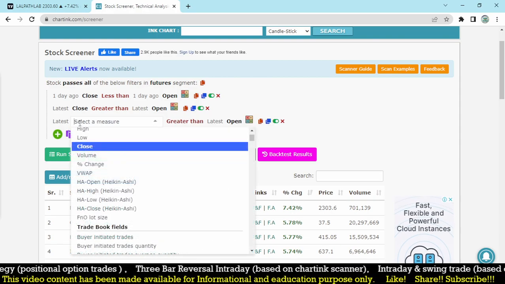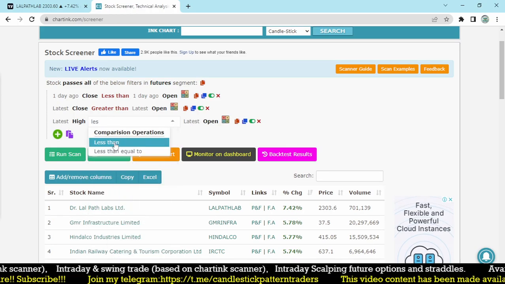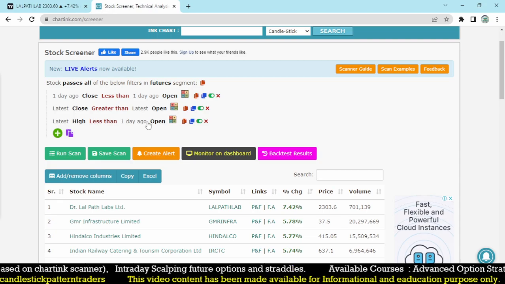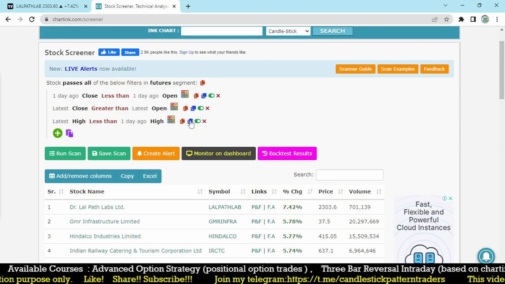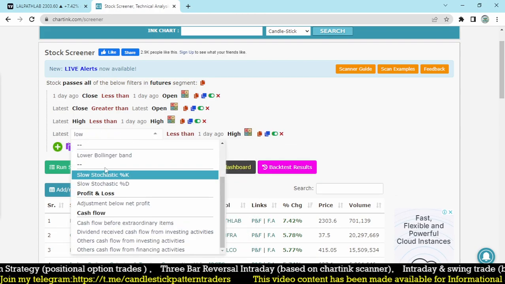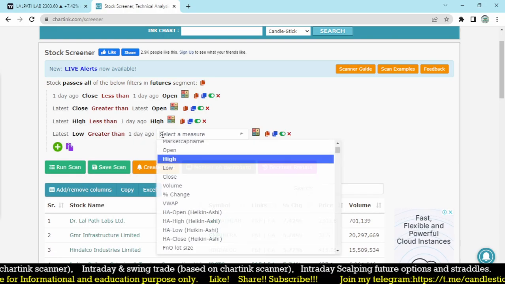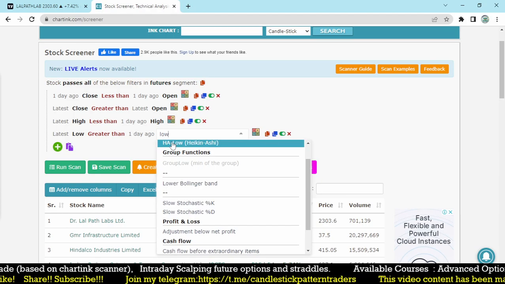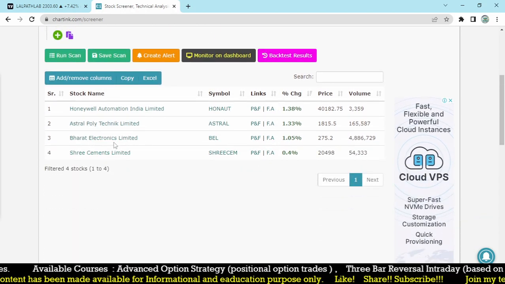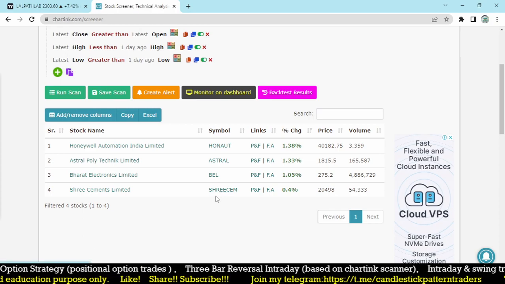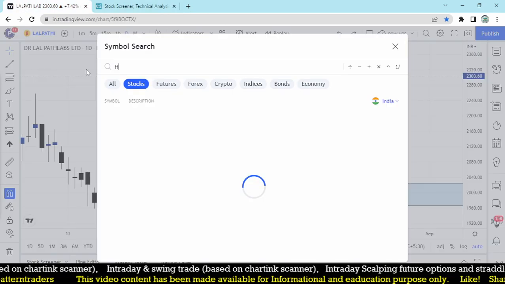The latest high must be less than 1 day ago high. Another important thing, the latest low must be greater than 1 day ago low. This function will find the inside bar. Let me check it out. Honeywell, Astral, Bharat Electrical, Shree Cement are the stocks which form an inside bar. Let me check them out. Honeywell first.